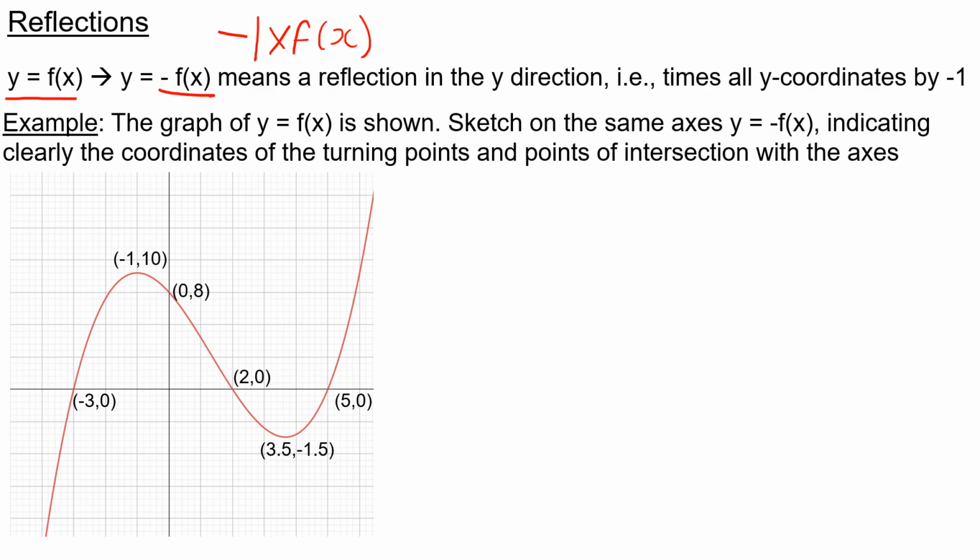Here's the graph of y equals f of x. On the same axis, we want to sketch the graph of y equals minus f of x. To do this, all of the y coordinates will be multiplied by -1. So -3 is not going to go anywhere, because 0 times anything is still 0. -1, 10, however, will go to -1, -10. The x coordinate is unchanged, so that will be down here, because I want to indicate very clearly the turning point coordinates. Turning points are just maximum or minimum points. 0, 8 will go to 0, -8.